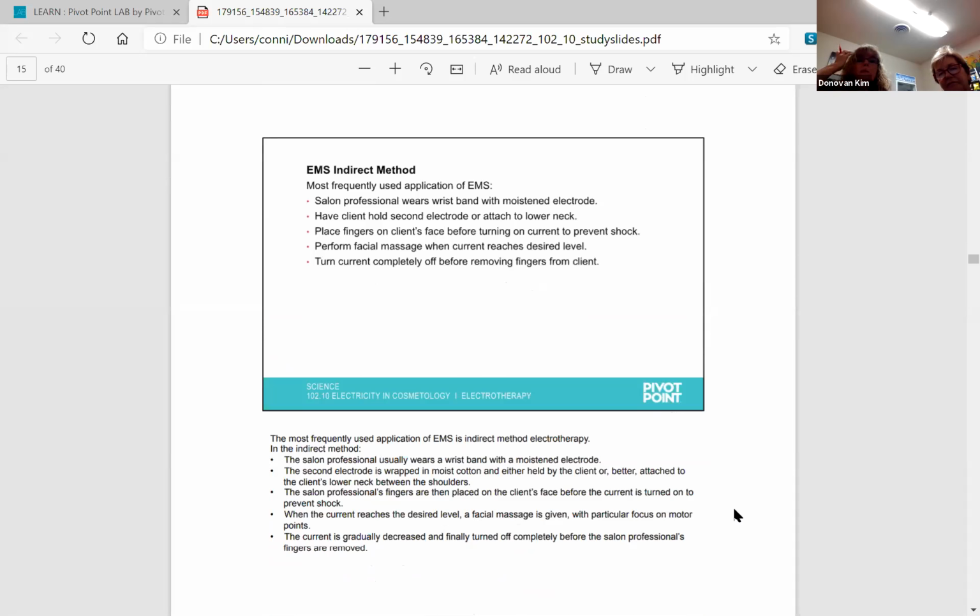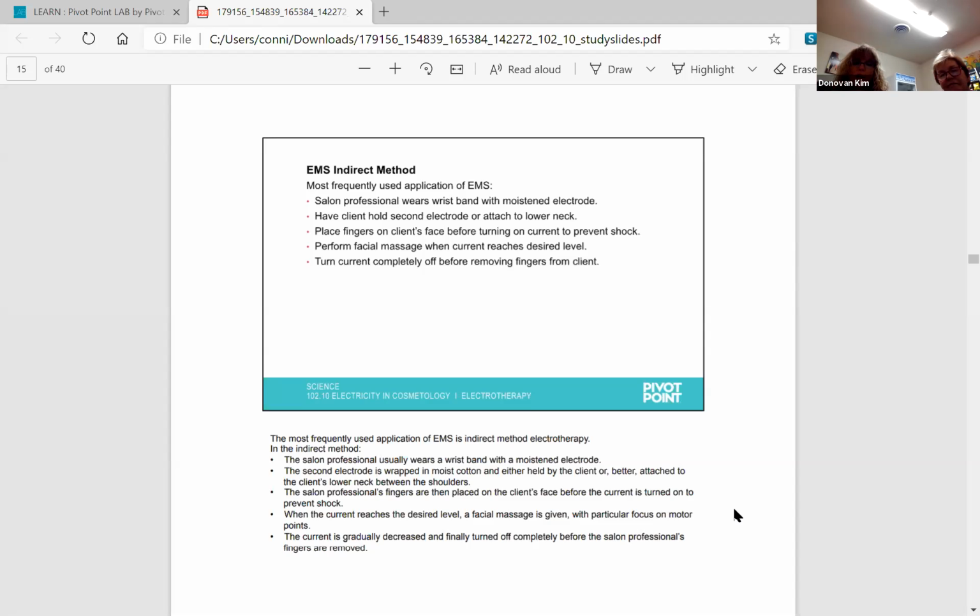Well, they have a direct method, and the indirect is the most frequently used application. So what happens is you hold the electrode or you wear a wristband that's attached to it, but there's got to be water to conduct it. So it's usually a wet piece of cotton or something that's stuck underneath the electrode. Then the client will hold the second one, and you just massage, and it pulls the current through their body. You can actually place it directly on their skin, which is the direct method, like what they do with the chiropractors and doctors and things like that.